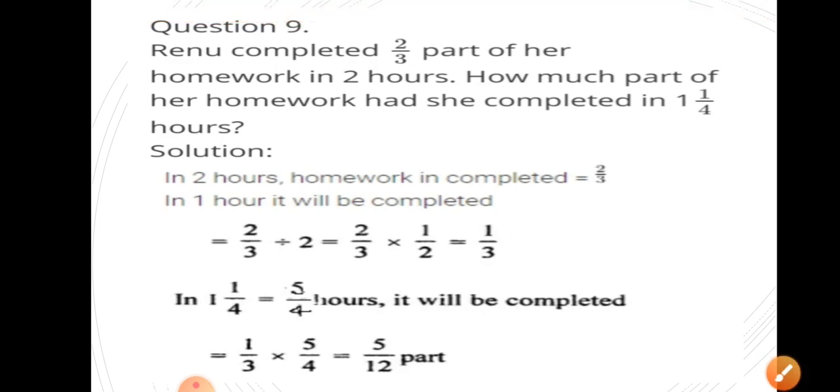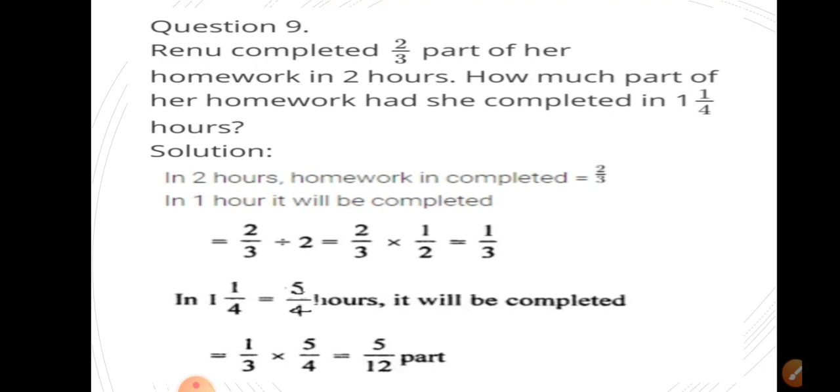Now question number 9. In 2 hours it is given, so we will take out how much work she will complete in 1 hour. So in 1 hour first we will take out, so we will divide it.